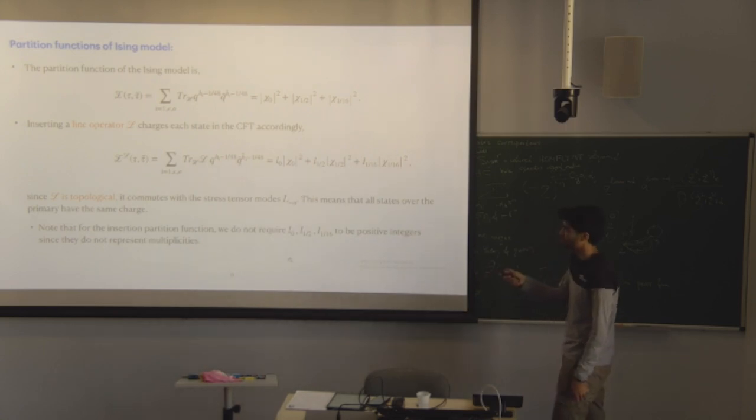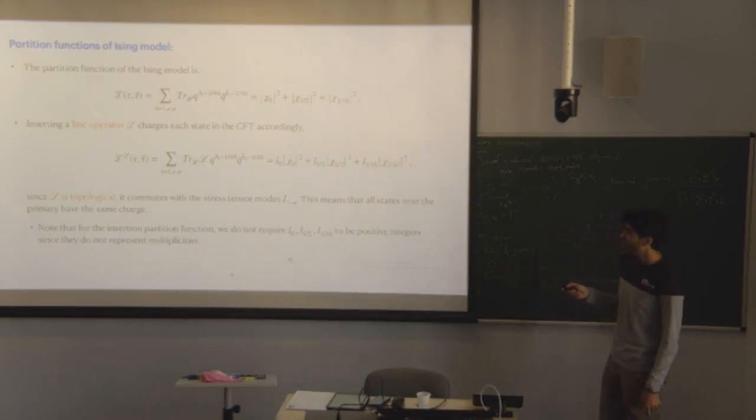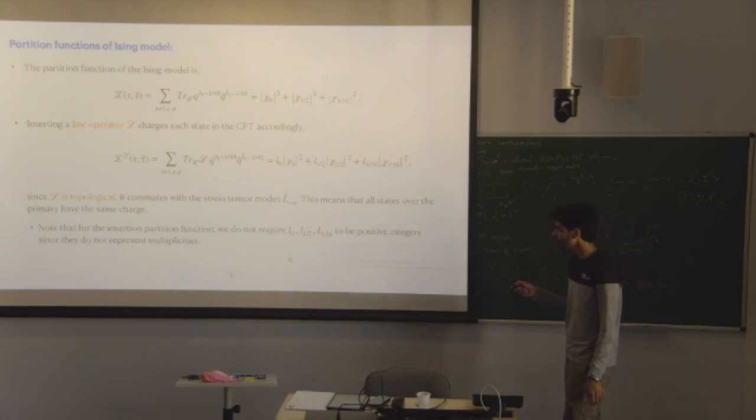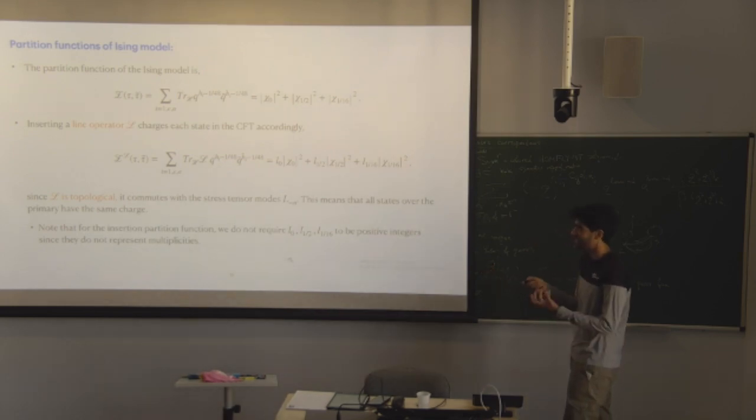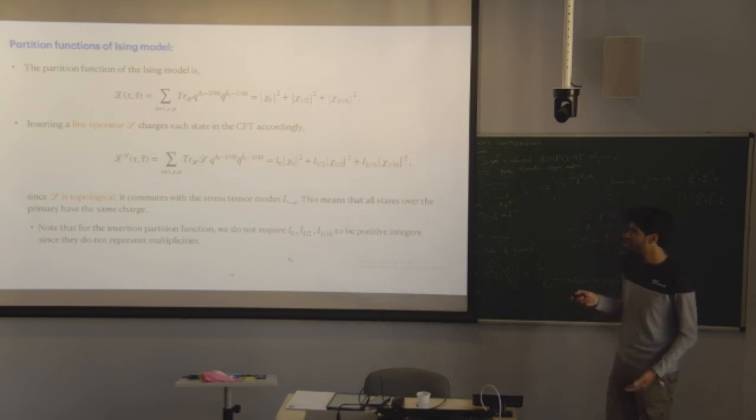Okay, so there is no square etc. of these numbers. Since L is topological, it commutes with the Virasoro modes. This means that the entire number, this L0, comes out from the entire module. Note that for the insertion partition function, we do not require these numbers to be positive, but once we require it to be the partition function of a CFT, these numbers are positive because they tell you how many states there are in your particular Hilbert space.